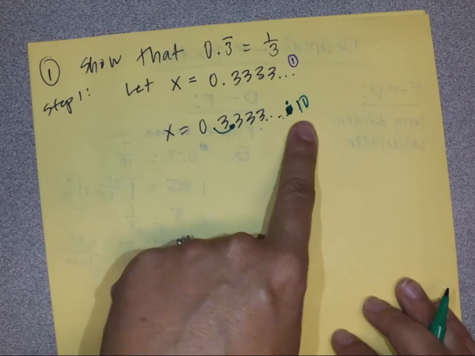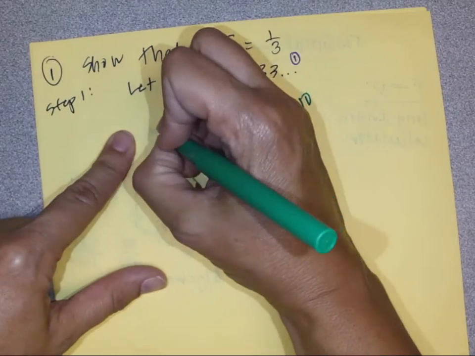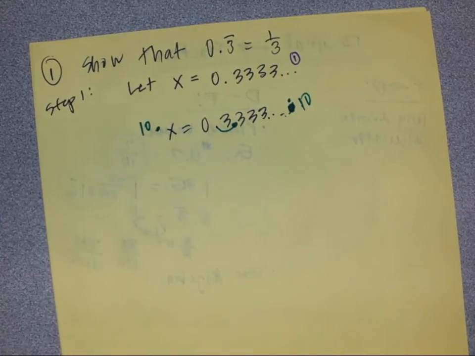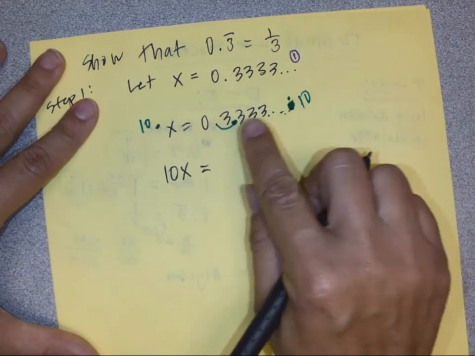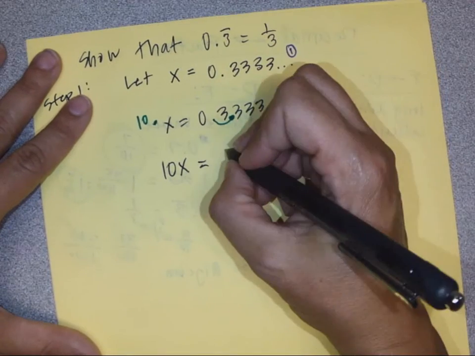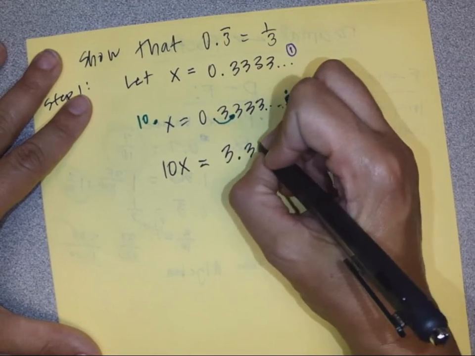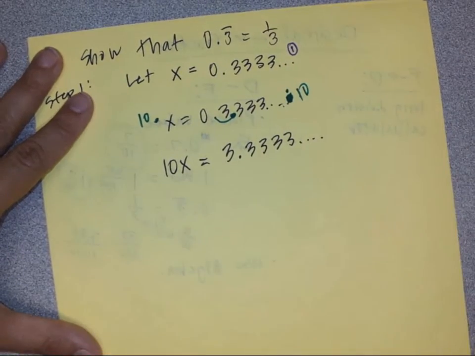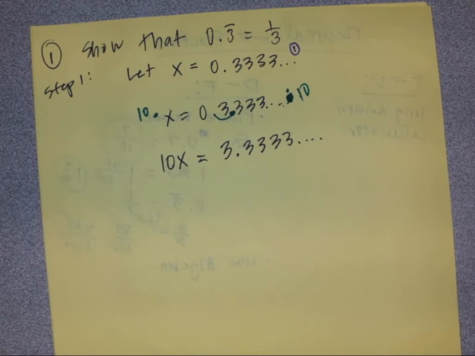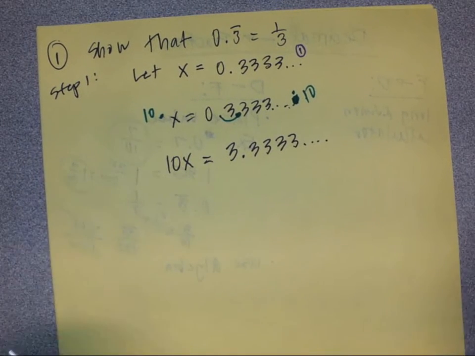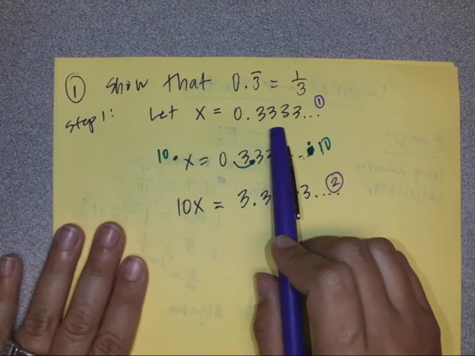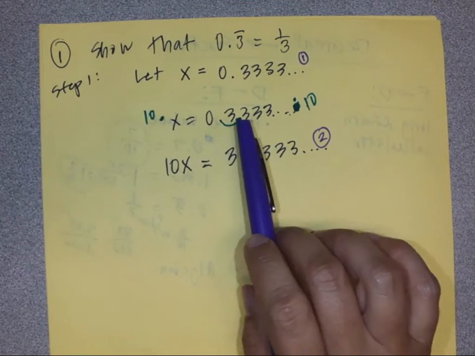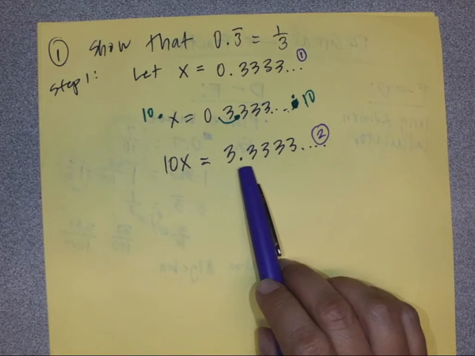If I do it to one side of the equation, the way that I'm allowed to do that is I have to do it to the other side of the equation. So I'm going to multiply that side by 10 also. I get a new equation. 10 times x is 10x equals, this new number is, I move the decimal place over 1 time, so it's 3.3333, repeating forever and ever. Okay, that's equation number 2. So again, equation number 1 is just x equals your decimal. Equation number 2, we moved the decimal place over 1 time to get 1 repeater in front of the decimal place. That 3 is in front of the decimal place now.